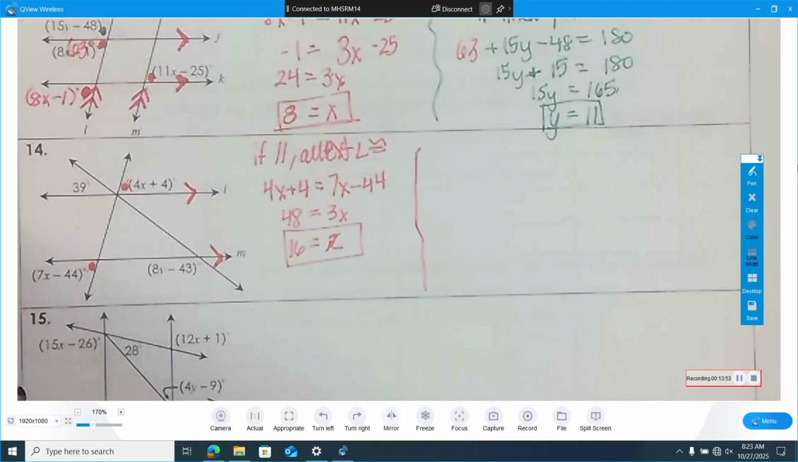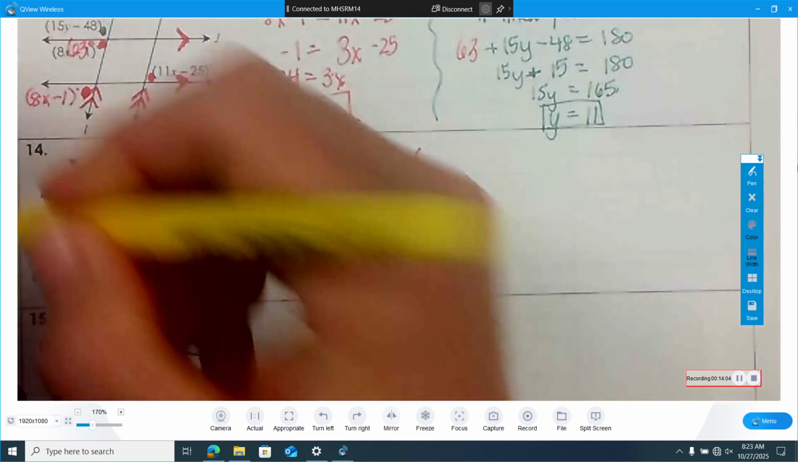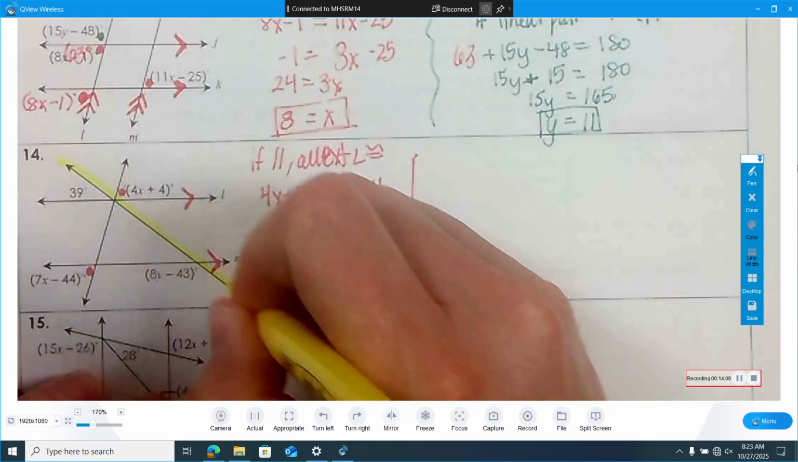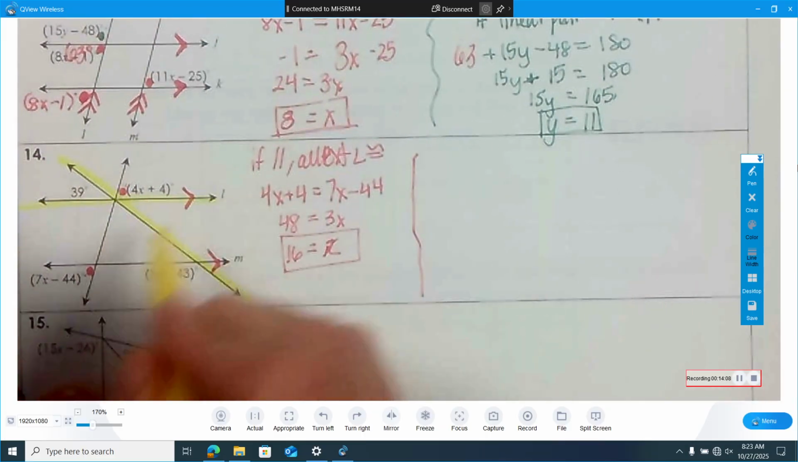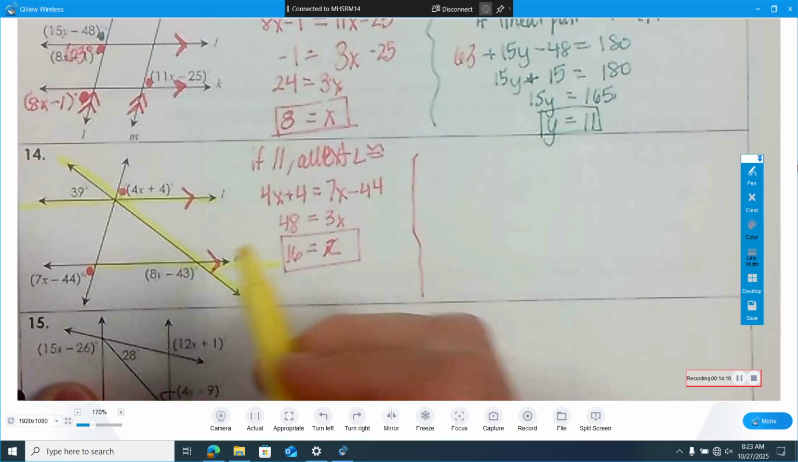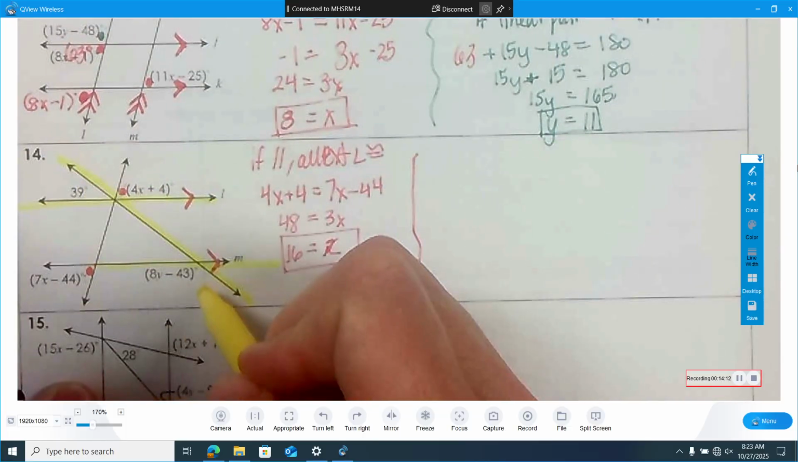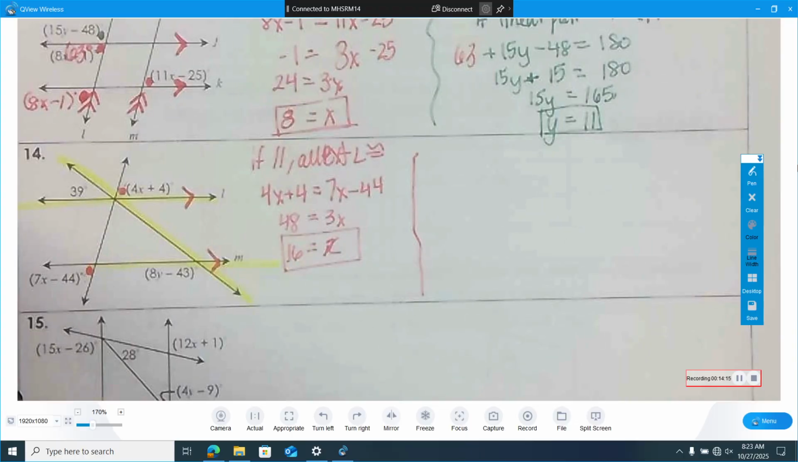Same side exterior. Are they? Yeah, I think so. So there's our transversal, and then we have these parallel lines. And yeah, they definitely look like they're same side exterior. That's really good. That one turned out to be pretty easy.